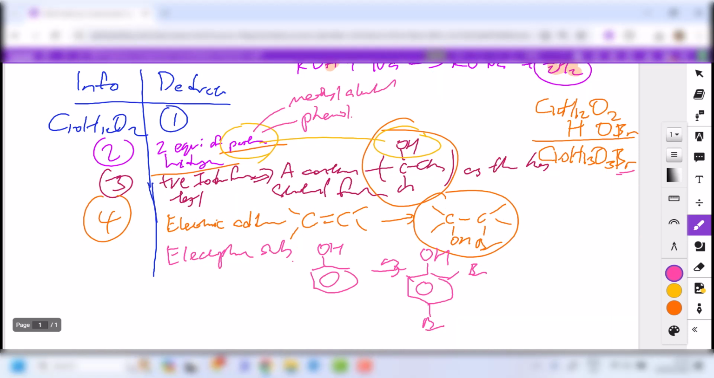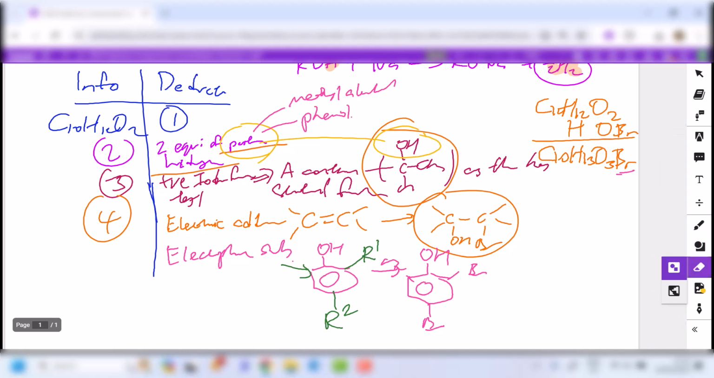Because we are missing one Br, we can be quite sure that two of the positions must be blocked. In order to block two positions, I'm going to block maybe here with a group R1 and then maybe R2 over here. When I block two positions, it is possible for the remaining electrophile to come into the 6th position. Does that make sense to you? You can think about it.